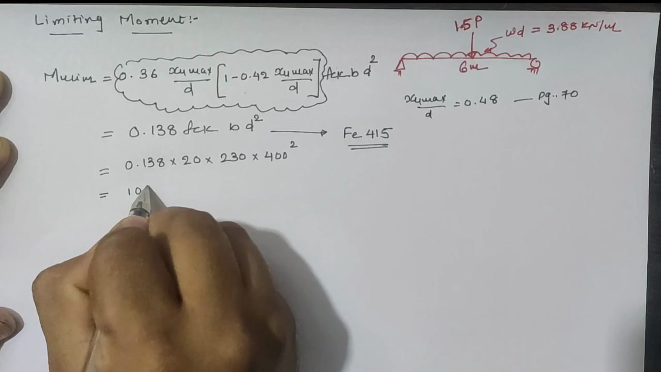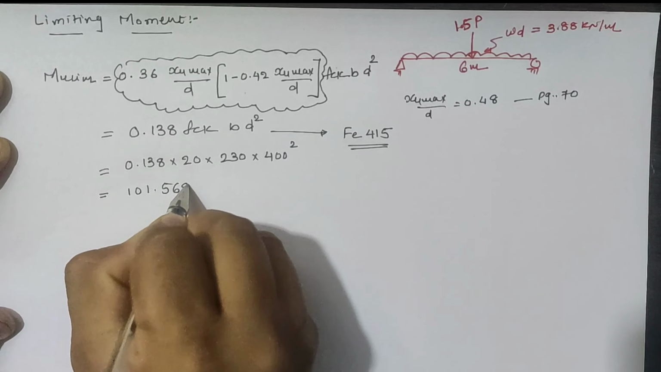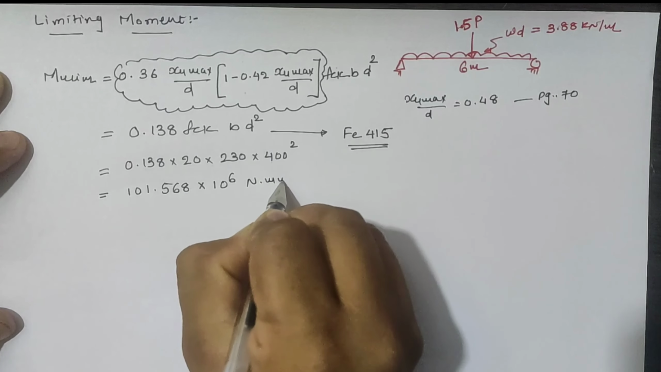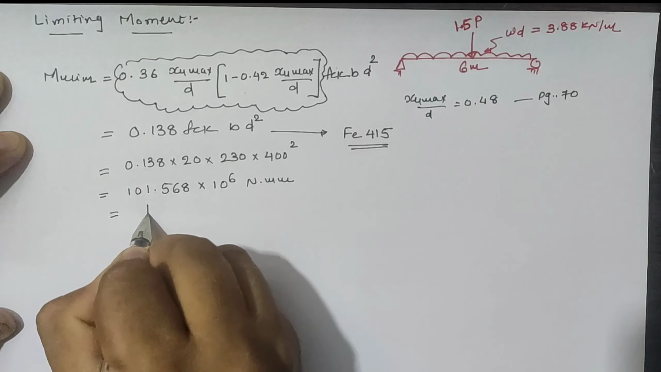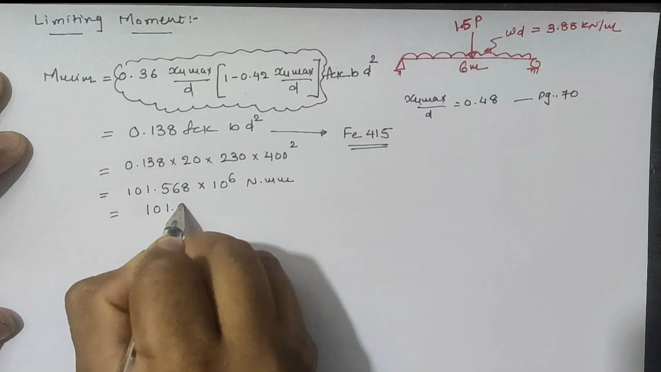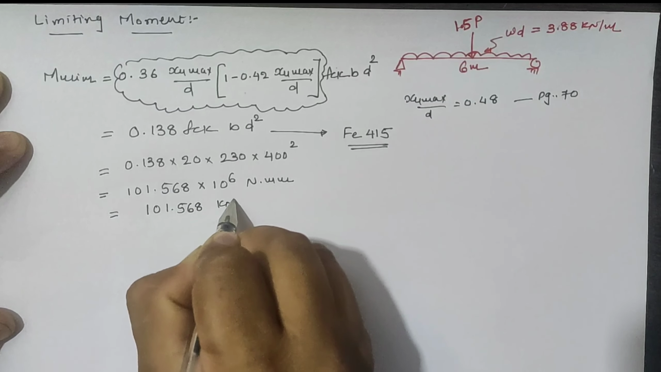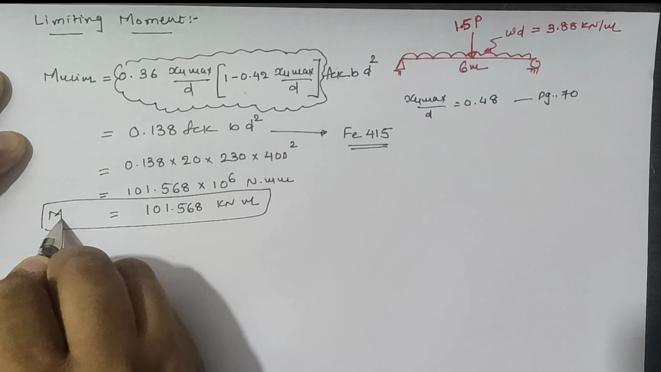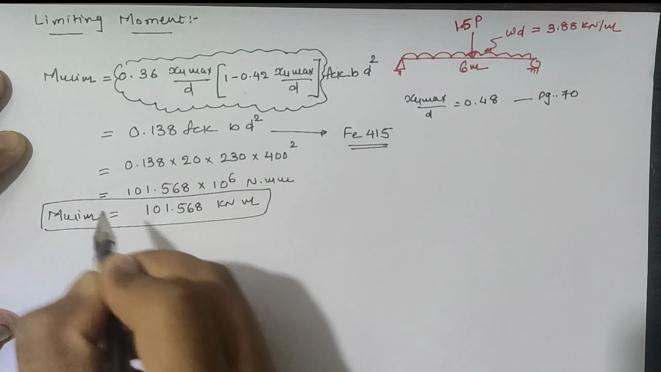It is 101.568 into 10 raised to 6 Newton into mm. So in terms of kilonewton meter, it is 101.568 kilonewton meter. This value is for the limiting moment.